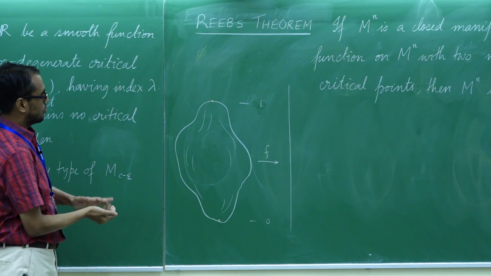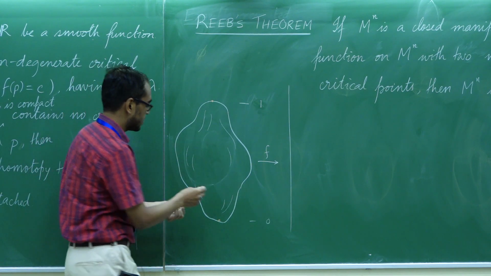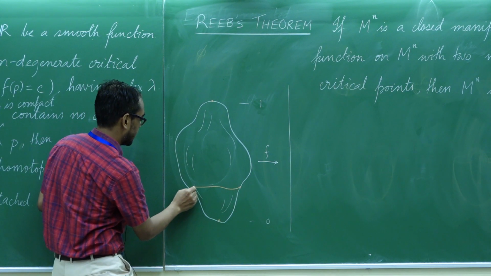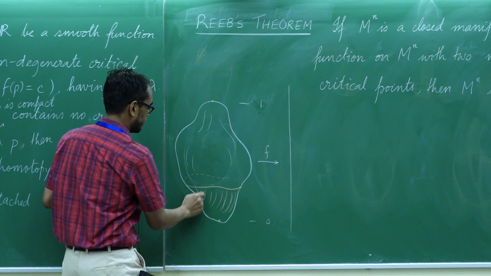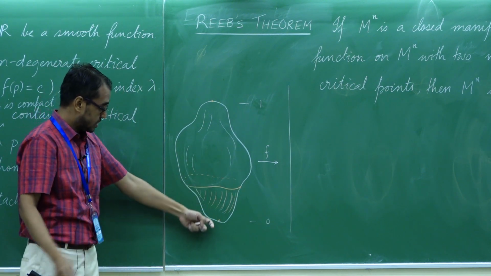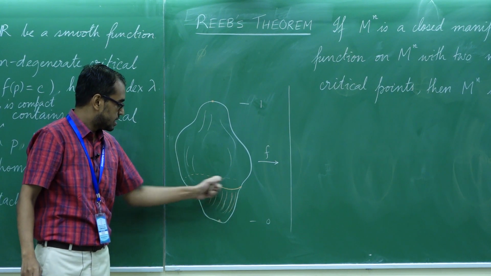And so what do you want to do? You want to look at F inverse of epsilon. So F inverse of epsilon will look like this. And yeah, you can sort of show that since this is the global minimum, this will have index 0.